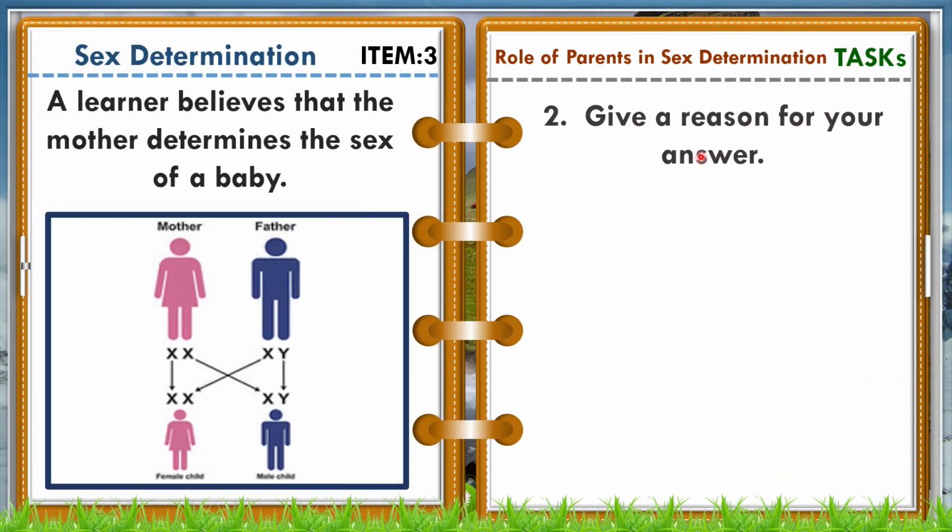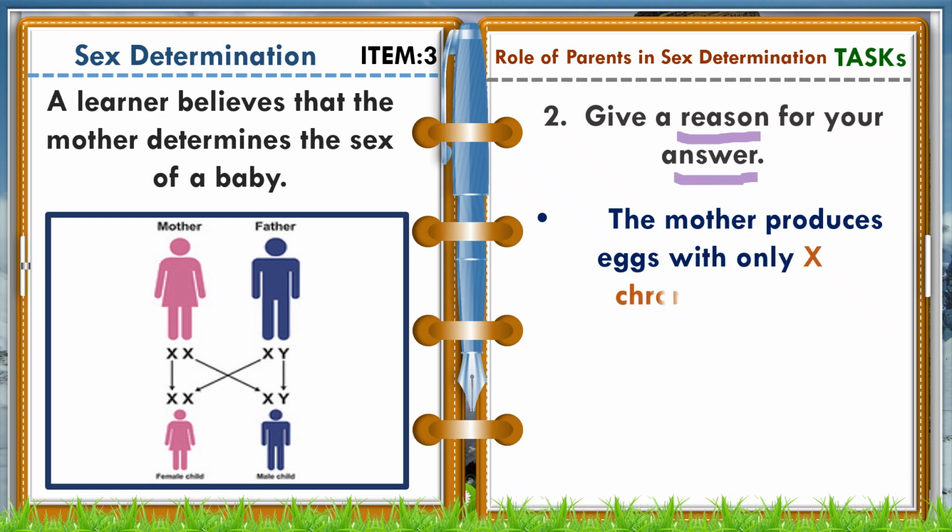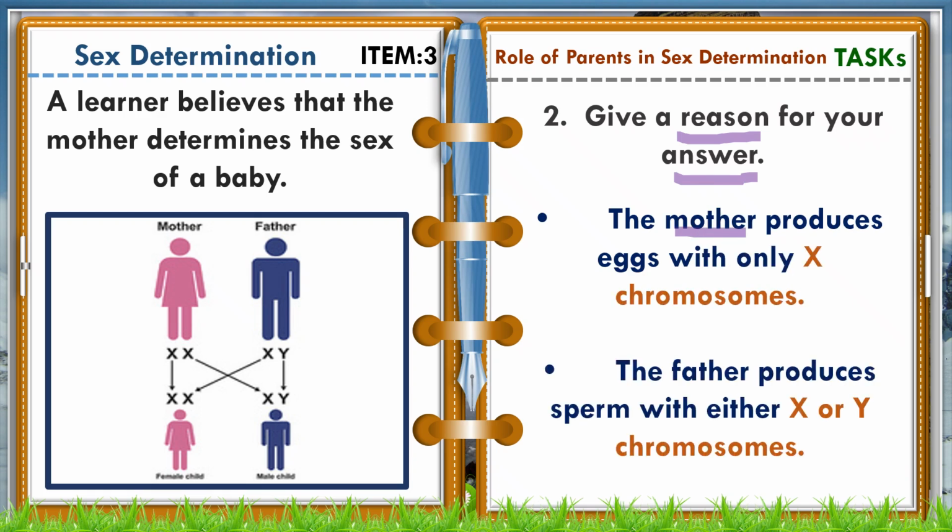Give a reason for your answer. The mother produces eggs with only X chromosome. So the gametes produced by the mother are only X chromosomes, whereas the father produces sperm with either X or Y chromosome.